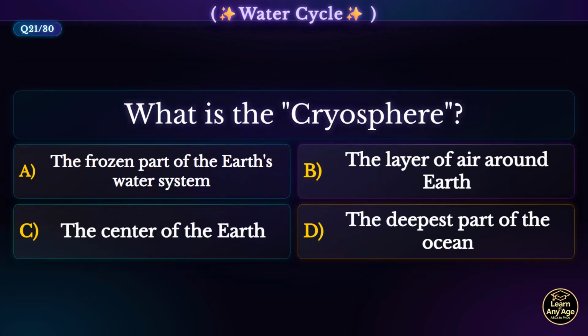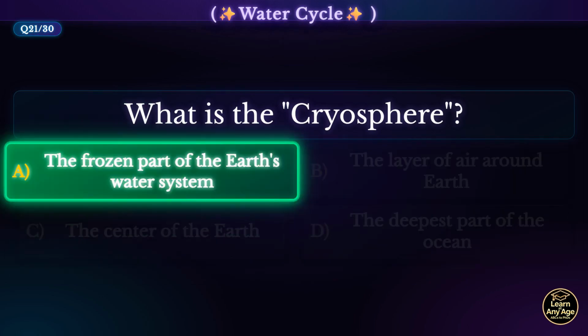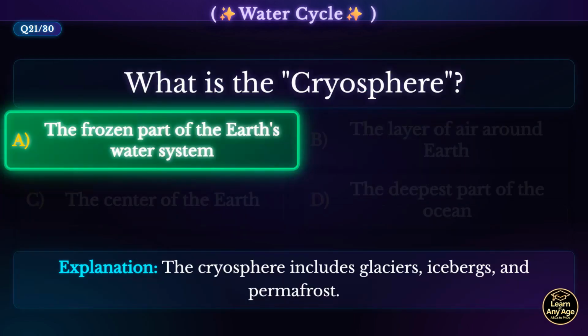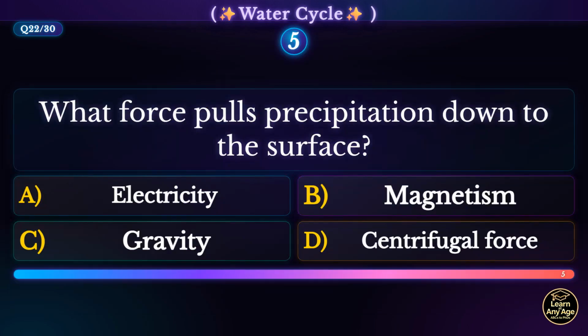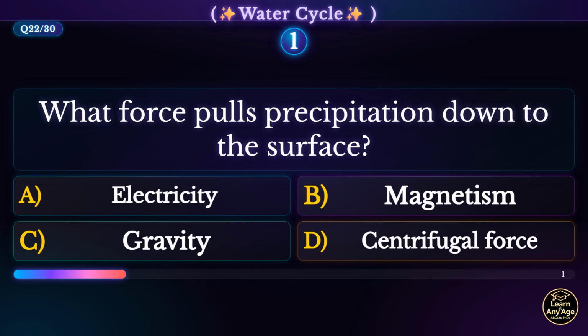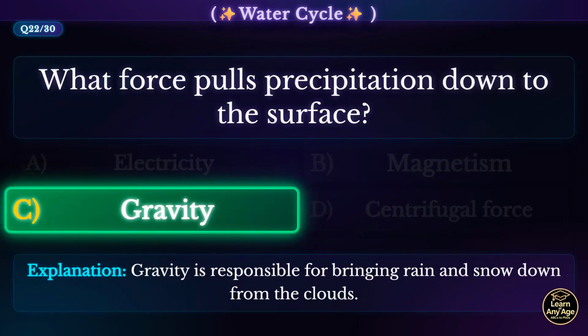What is the cryosphere? The frozen part of the Earth's water system. The cryosphere includes glaciers, icebergs, and permafrost. What force pulls precipitation down to the surface? Gravity. Gravity is responsible for bringing rain and snow down from the clouds.